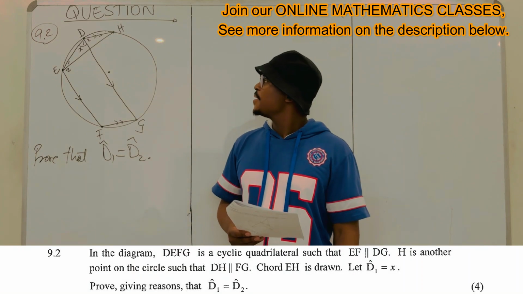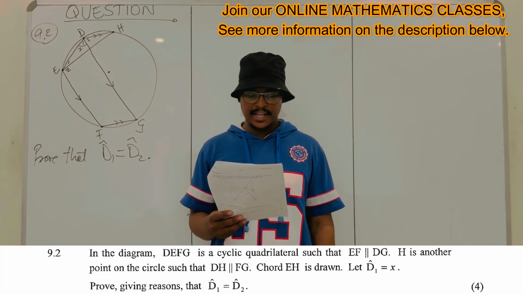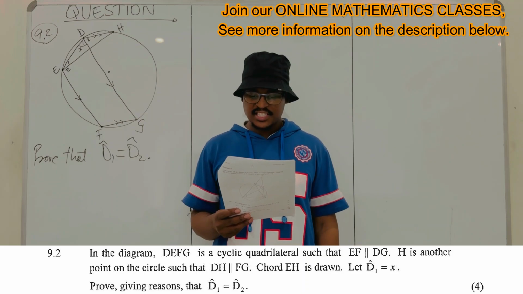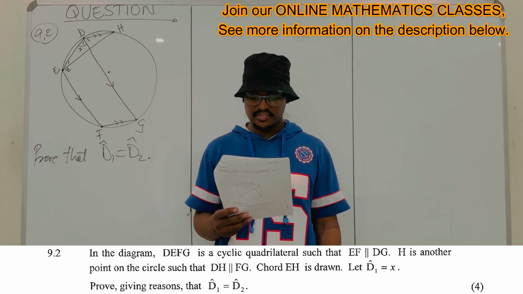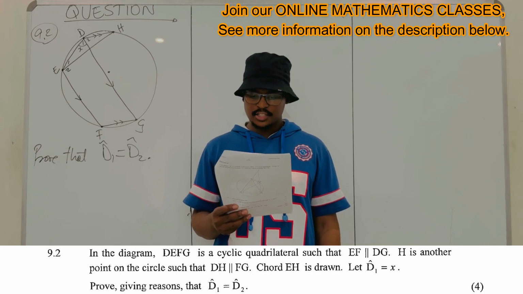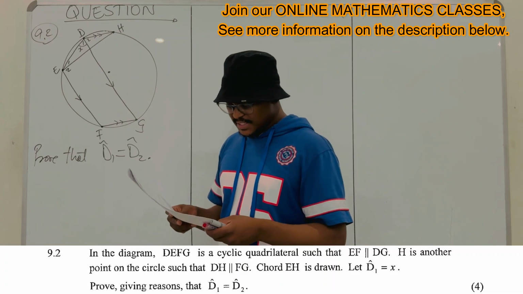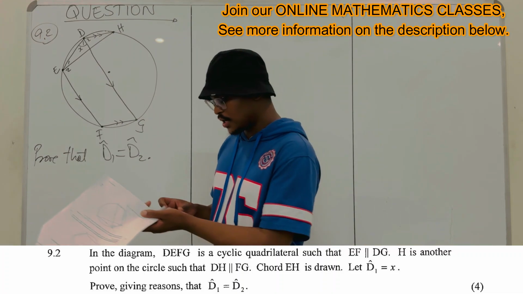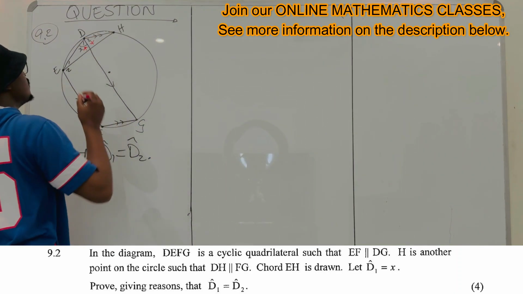Okay, so now we're doing 9.2, right? 9.2 reads as follows. They are saying in the diagram, DEFG is a cyclic quadrilateral such that EF is parallel to DG, H is another point on the cycle such that DH is parallel to FG. Chord EH is drawn. Let D1 equal X. They are saying, prove, giving reasons, that D1 is equal to D2. So they want us to prove that this angle D1 is equal to D2 over here.